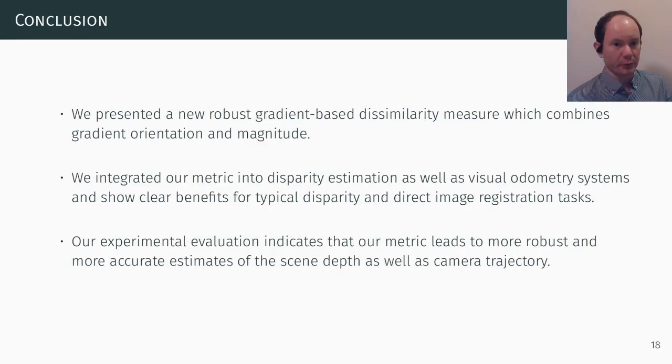In conclusion, we presented a new robust gradient-based dissimilarity measure which combines gradient orientation and magnitude. We integrated our metric into disparity estimation as well as visual odometry systems and show clear benefits for typical disparity and direct image registration tasks. Our experimental evaluation indicates that our metric leads to more robust and more accurate estimates of the scene depth as well as camera trajectory.